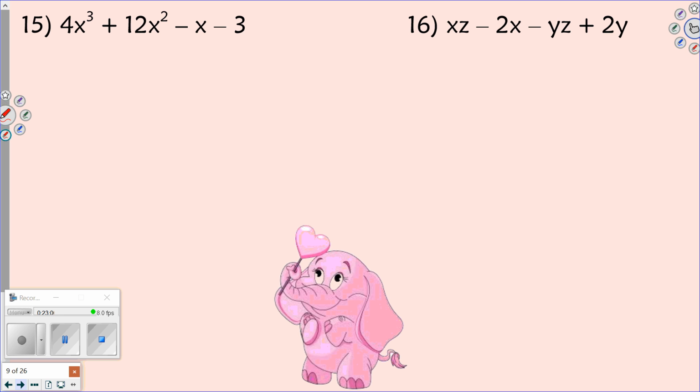Let's do another one. So let's group first, though. Let's make sure we don't forget to write that down. What's the GCF in the first one? 4x squared.